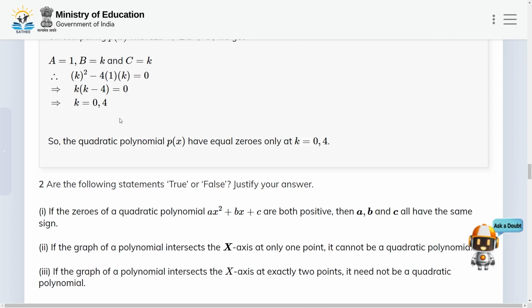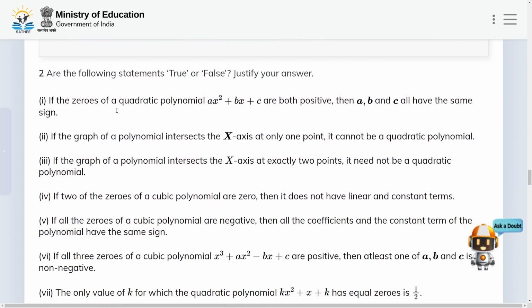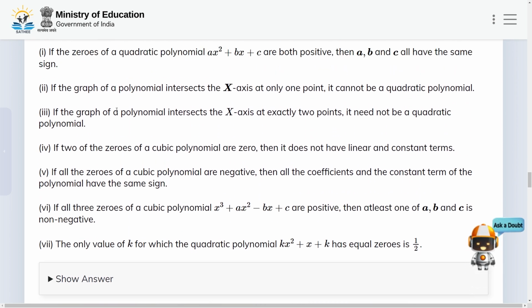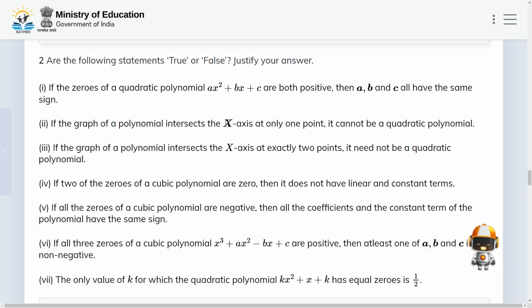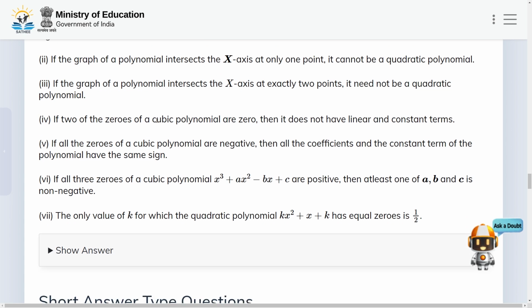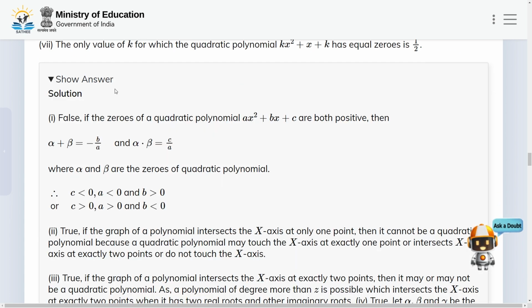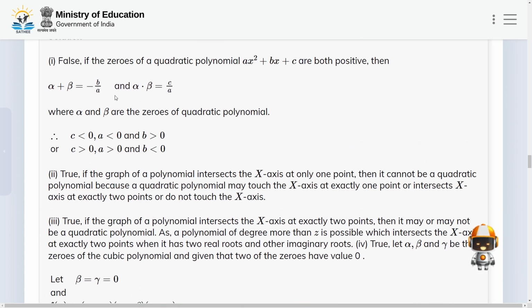In the next problem here we have: if the zeros of a quadratic polynomial ax square plus bx plus c are both positive, then a, b and c will have the same sign. Let us check whether this is correct or not. So this is actually false.